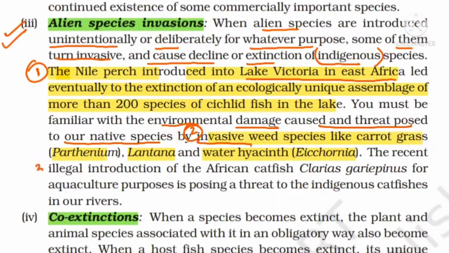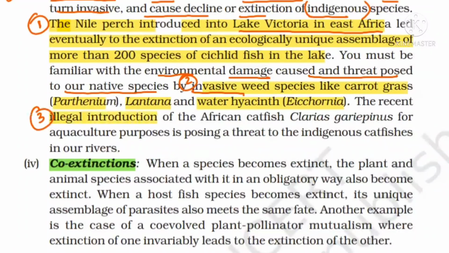The third example is the illegal introduction of African catfish, Clarias gariepinus, for aquaculture purposes. It is creating a threat to our local catfishes. So these are the three examples because of which we are losing diversity due to alien species invasion.